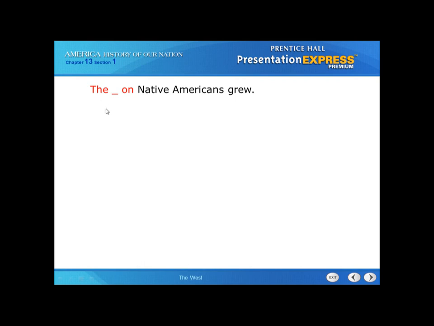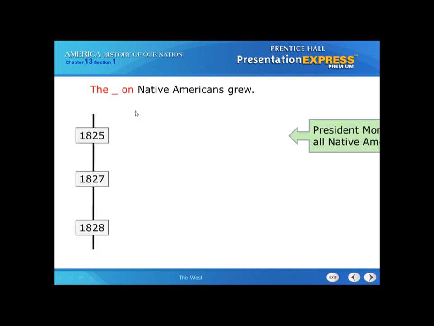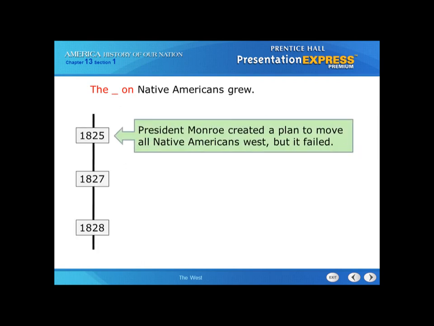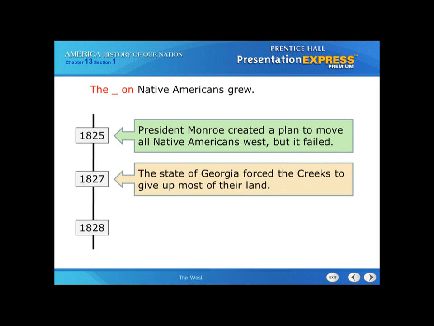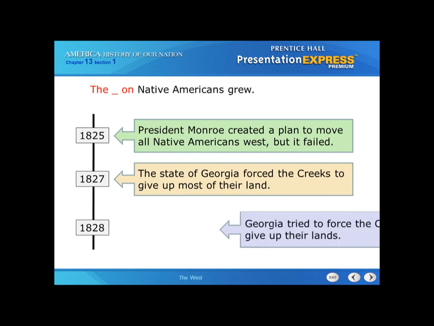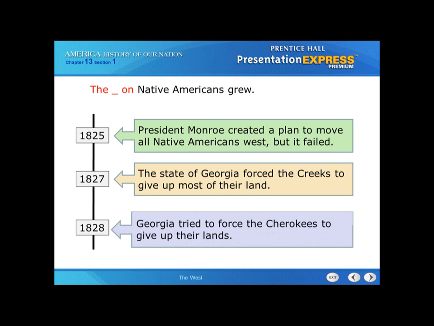And again, the blank here would be the pressure. The pressure on Native Americans grew. You can see in 1825, President Monroe created a plan to move all Native Americans west, but it failed. The state of Georgia forced the Creeks to give up most of their land. 1828, Georgia tried to force the Cherokees to give up their lands.